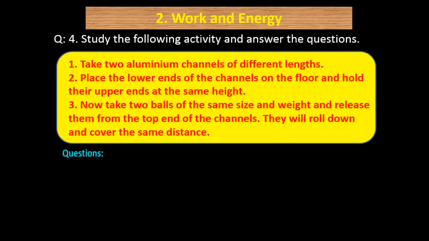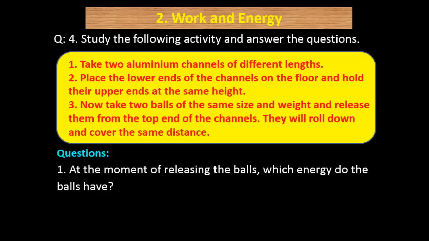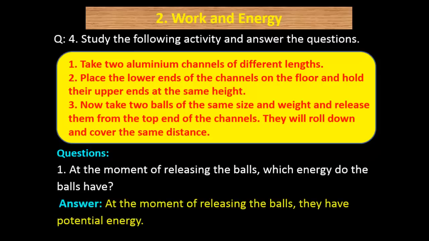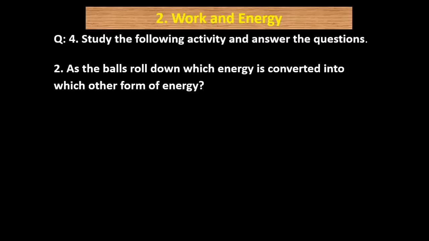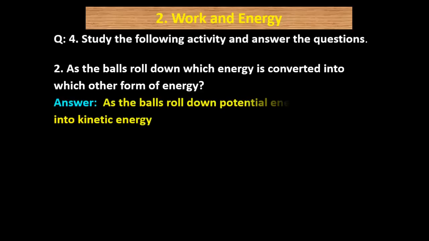Questions. 1. At the moment of releasing the balls, which energy do the balls have? Answer. At the moment of releasing the balls, they have potential energy. 2. As the balls roll down, which energy is converted into which other form of energy? Answer. As the balls roll down, potential energy is converted into kinetic energy.